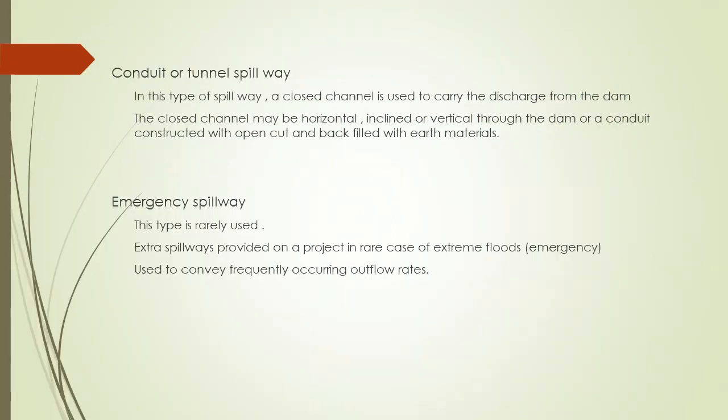Conduit or tunnel spillway. In this type of spillway, a closed channel is used to carry the discharge from the dam. The closed channel may be horizontal, inclined or vertical through the dam, or a conduit constructed with open cut and backfilled with earth materials. Emergency spillway. This type of spillway is rarely used. It is an extra spillway provided on a project, in rare cases of extreme floods or emergency. They are used to convey infrequently occurring outflow rates.